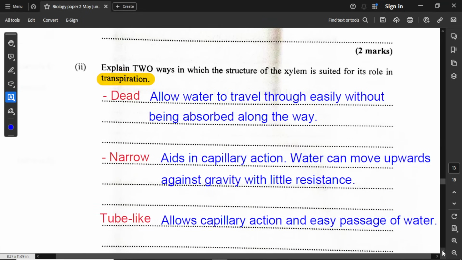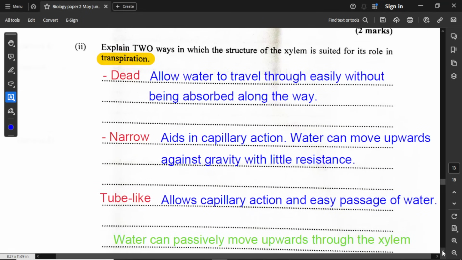Now, this question is asked a certain way because it is looking for the importance of xylem in transpiration, not the importance of xylem in terms of transportation, but transpiration. Remember that xylem transports water and mineral salts, but how is the xylem suited to assist transpiration, which is the movement of water through the plants, and then it will evaporate through the leaves.